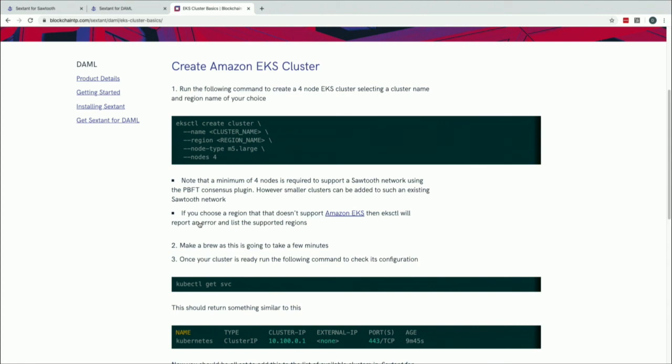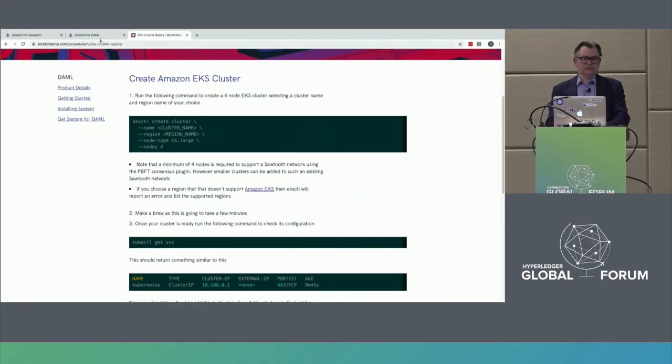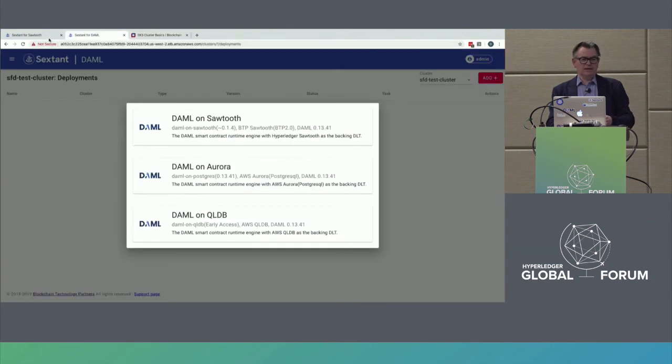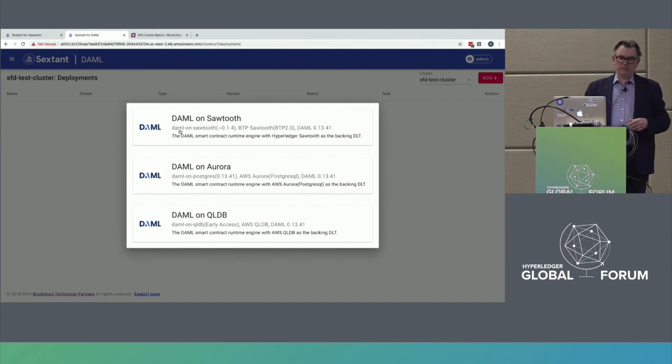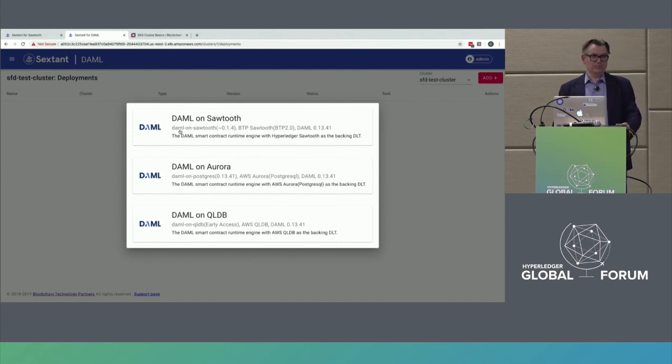So anyway, back to here. Because this is the Sextant for Sawtooth, you're only deploying Sawtooth. Here we're giving you the choice of DAML on Sawtooth, DAML on Aurora, or DAML on QLDB, and we will shortly have available generally DAML on Besu. We announced that, it seems like ages ago, but it was only yesterday. The idea is to again provide commercial support for that through the same UI. And everything I'm doing in the UI can be done programmatically as well.